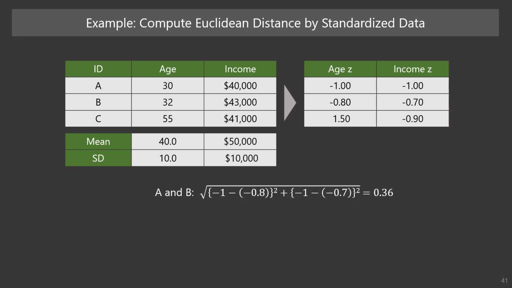Now, let's compute the Euclidean distances between A and B using the standardized data. It is 0.36. Similarly, we can compute it between A and C. The result shows that the distance is smaller between A and B than A and C. That is, B is more similar to A than C. It may reflect the actual similarity. As we have seen, when we compute the Euclidean distance between variables with different units, it's better for us to use standardized data.